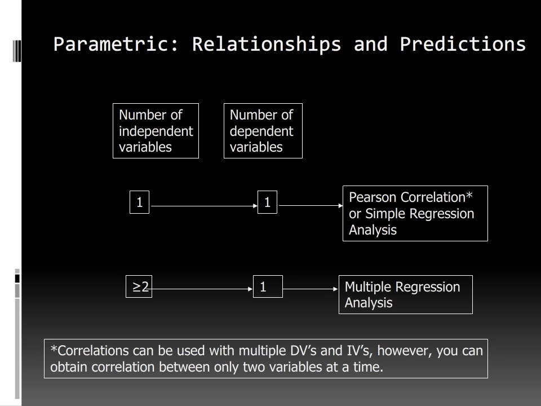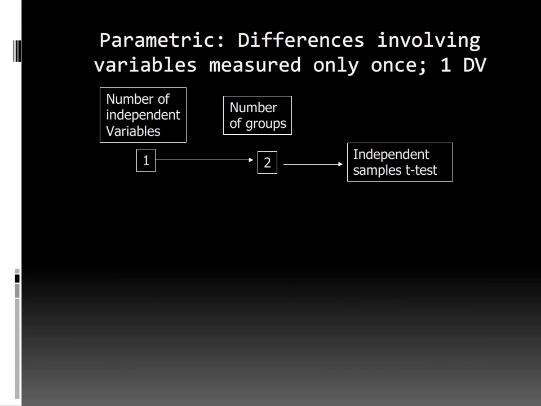A multiple regression analysis would tell us how much of the cognitive anxiety variance is predicted by each of the contributors. There are a variety of tests we can use to look at differences involving variables that are only measured once. That means we only have one dependent variable.